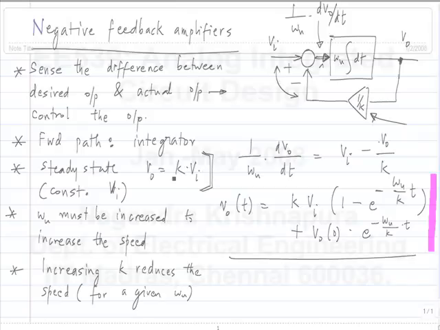So in case of DC, we know that the output will reach k times the input voltage, okay, if you wait long enough. And also how long you have to wait depends on this constant omega u and the gain k, okay, and that can be adjusted by maybe increasing or decreasing the constant omega u. So that is for DC inputs. Now what happens if you have the input instead of being a constant, it's a sinusoid? Will the output be k times the input sinusoid, or will it be something different? What is it going to be?